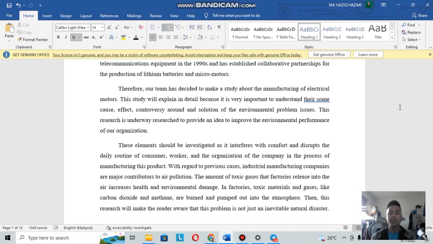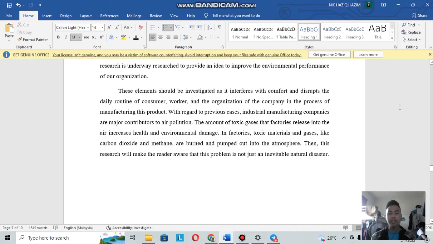The study will explain in detail because it is very important to understand the cause, effect, controversy around, and solution of the environmental problem issue. This research is underway to provide an idea to improve the environmental performance of our organization.